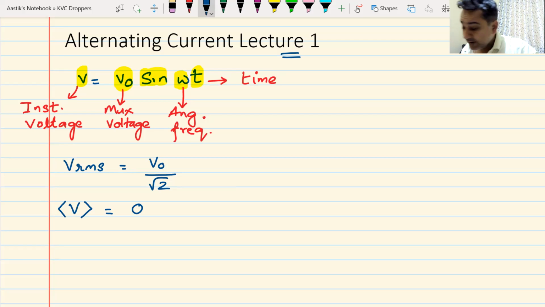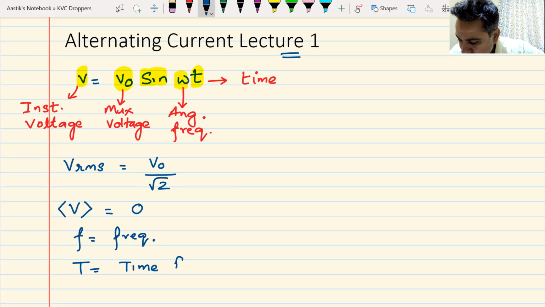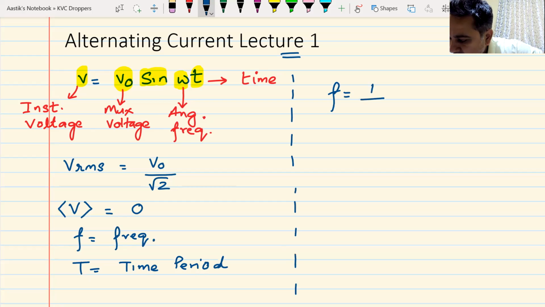Okay. Now let us find the relation between omega, T, and f. f stands for frequency. T stands for time period. We are all aware of these terms. And we know the relation between f and T. Yes or no? f will be equal to 1 by T. Yes or no? Yes, sir. Okay.